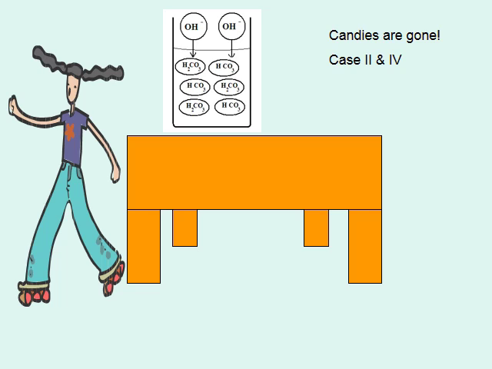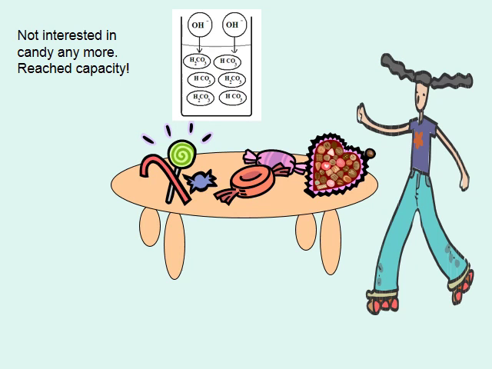Now the question is, if you keep on adding candies, would this lady keep on eating them? No, our common sense would say that there's a limit. Beyond that, you're not going to consume any more candies. Just think about Halloween candies. And that's the capacity. Same would be the case with a buffer solution.